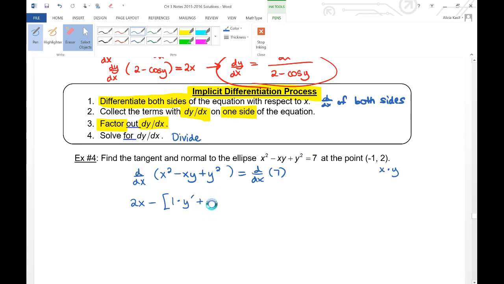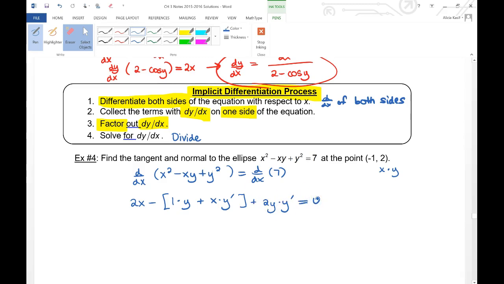Wait, we got too many derivatives here. Isn't it x times y prime plus x prime times y? It doesn't matter which one we do first. If we do derivative of the first, derivative of x, keep this one the same, now we're going to keep x times the derivative of the second, plus 2y times y prime. And then this is equal to 0.